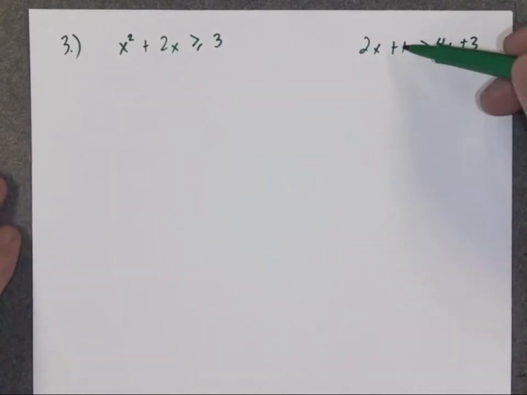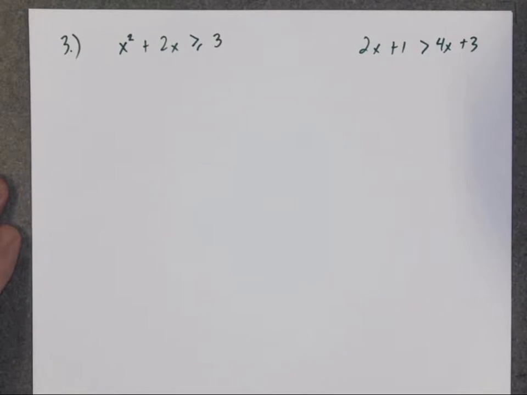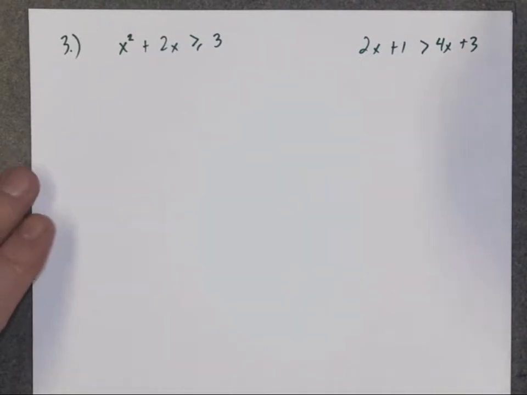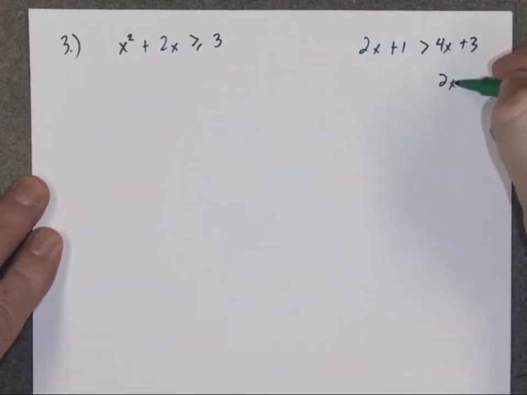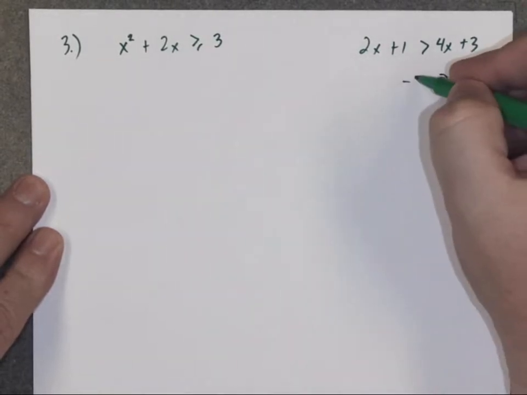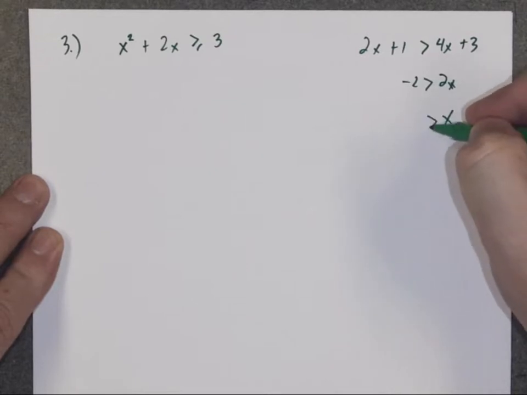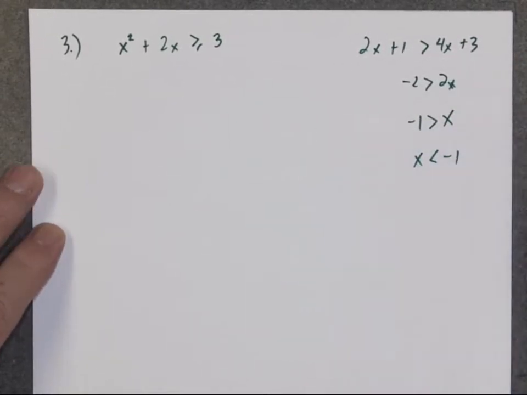We call this a linear inequality because these are linear expressions. There's no exponents on the variables. The way we solve a linear inequality is we get x by itself on one side. So in this case, I would subtract 2x from both sides, subtract 3 from both sides, divide both sides by 2, or we could write this as x less than -1, and that's the solution.